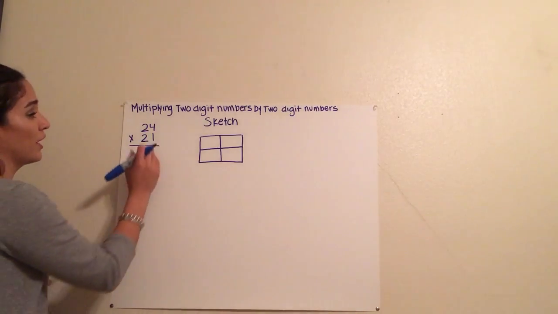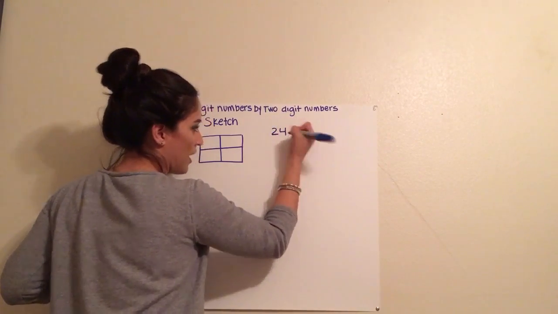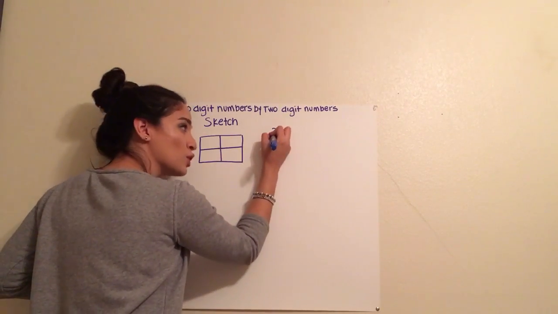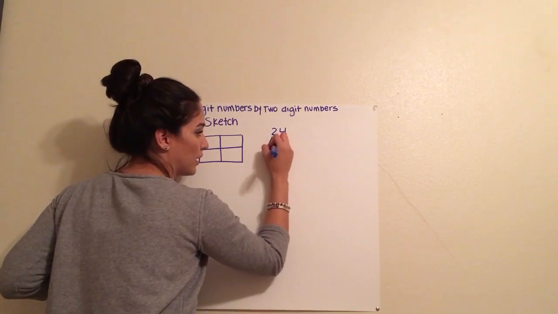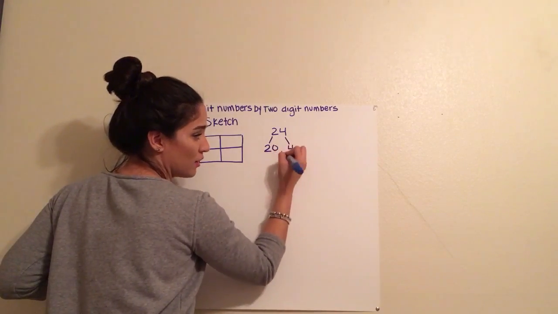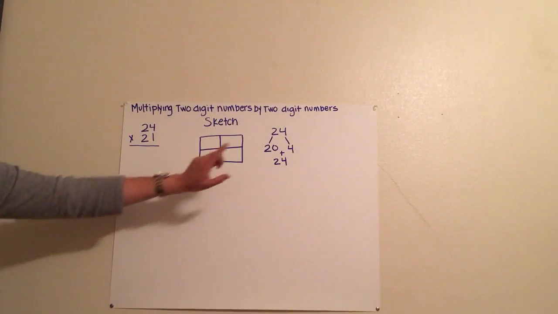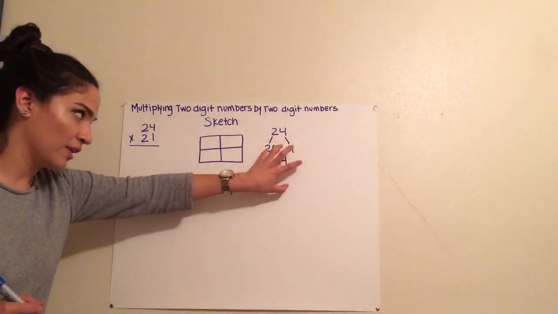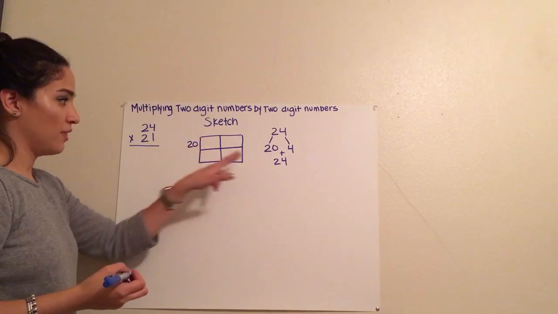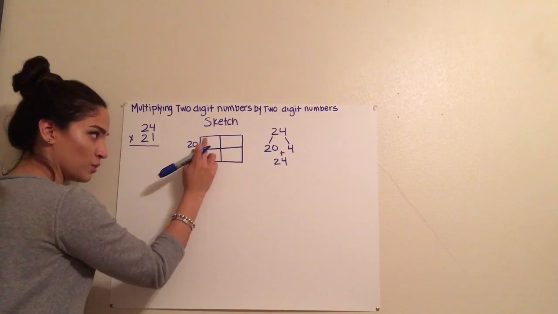I want them first to look at the first number, which is 24. I want them to write it over here, and then I'm going to ask them to break apart this number, 24. So they're going to end up with 20 and 4. If we add them together, we would end up with 24, the number that we had at first. And then I'm going to ask them to place the 20 over here on this box, and the 4 on this one.